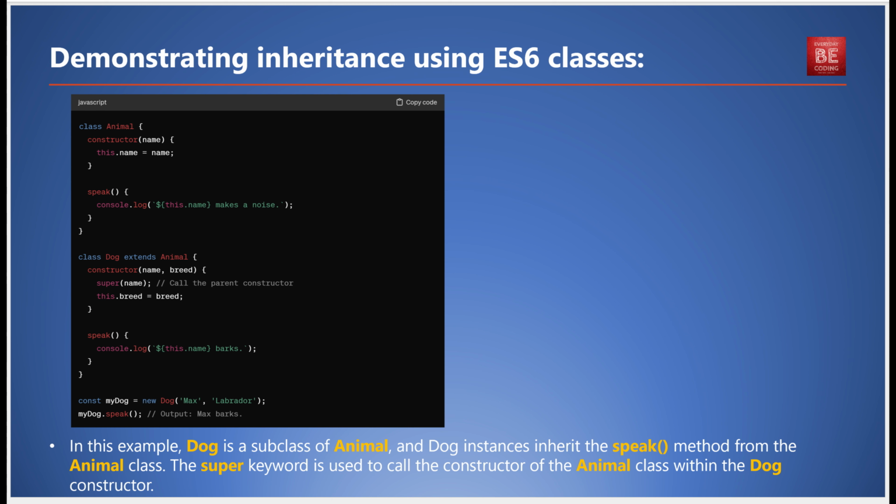Remember, the child class inherits all properties and methods from its parent, but it can also have its own unique properties and methods, and can override methods from the parent class. With these concepts in your toolkit, you're well on your way to mastering JavaScript inheritance.